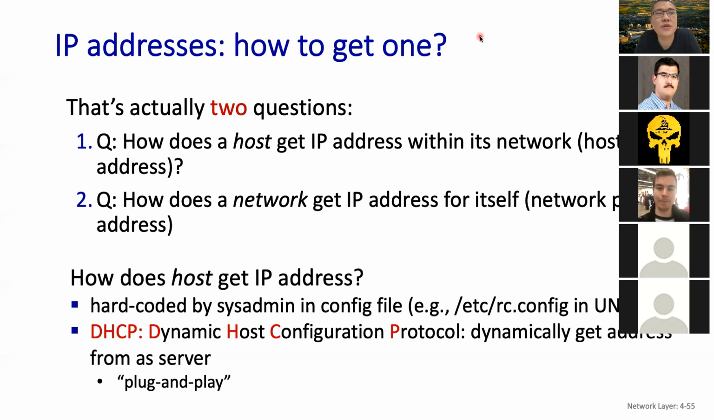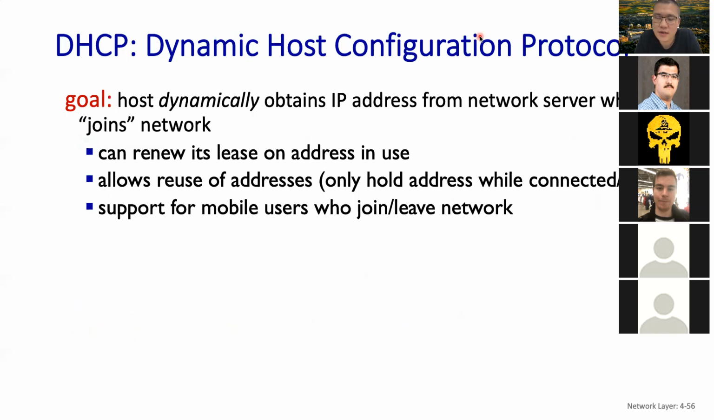You may have some question about how you make dynamic IP address allocation happen, right? Because people don't want to allocate the IP address by themselves. That's something that should be done by the administrator, right? But we developed a protocol here to save effort on both sides. So the goal is for the host to dynamically obtain an IP address from a network server when it joins the network. It can renew its lease on an address in use. So if you have already got that address before, you can still use it, right?